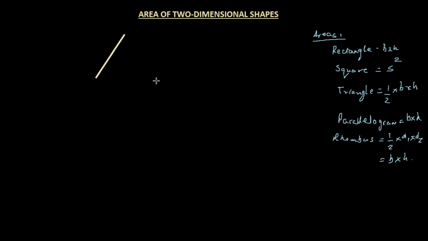Now, how about a figure like this, which is not exactly a rhombus, it's not a triangle, and it's not a parallelogram either?